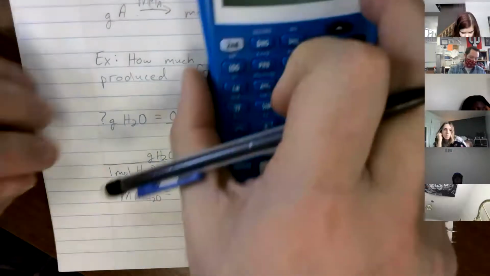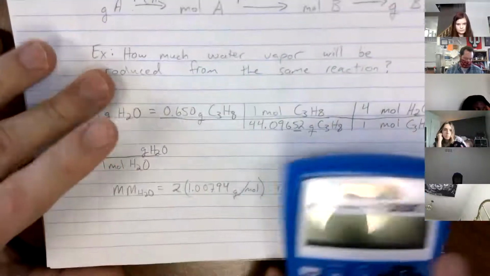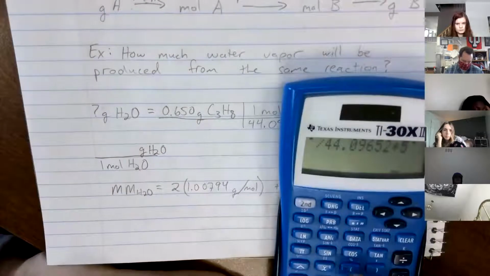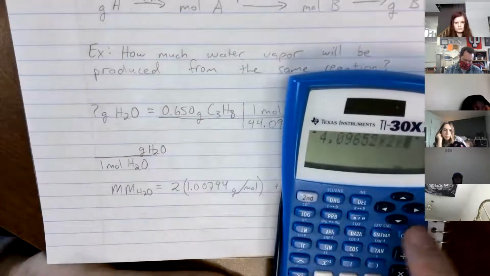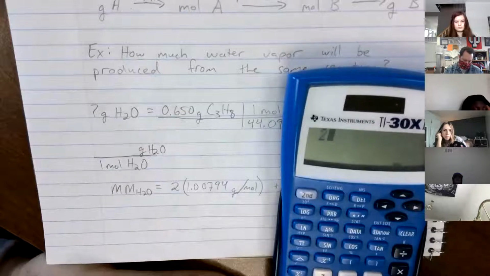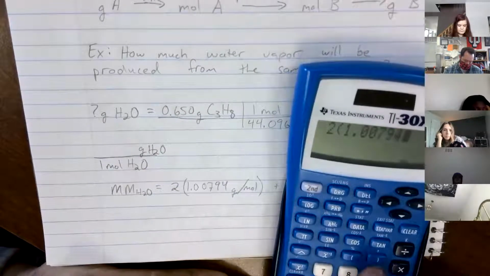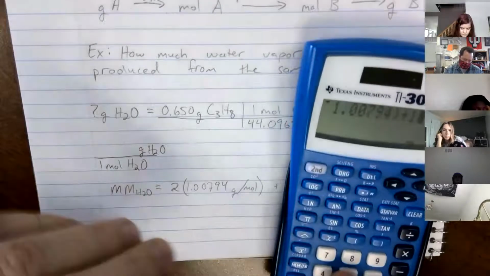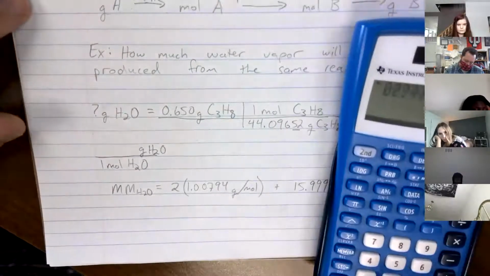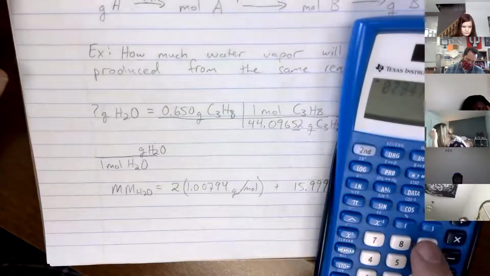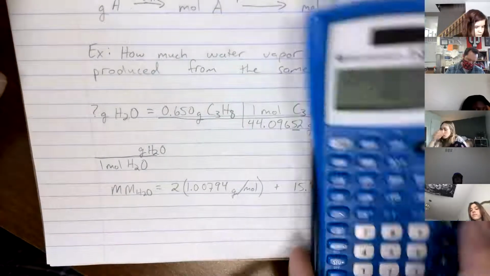Break out my calculator. I'm going to let that do the heavy lifting. I don't need to do all that mental math. 2 times parentheses 1.00794 close parentheses plus 15.9994, enter.